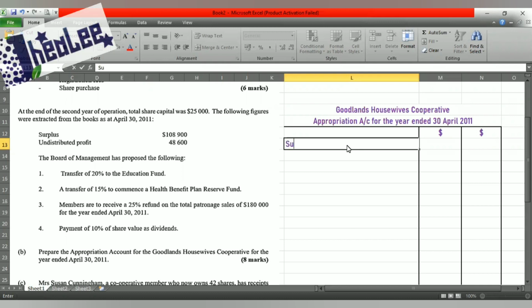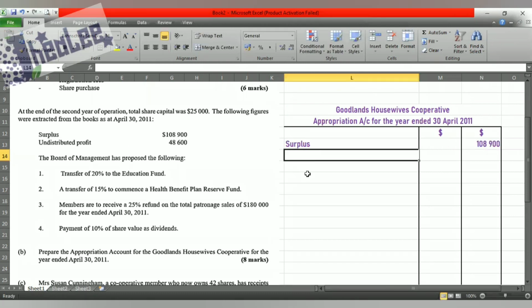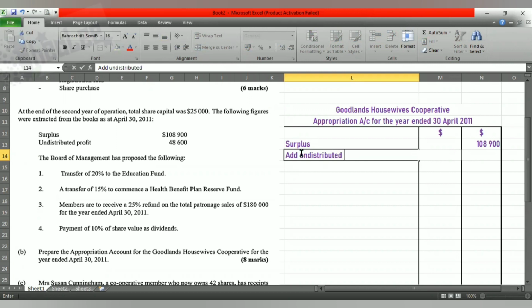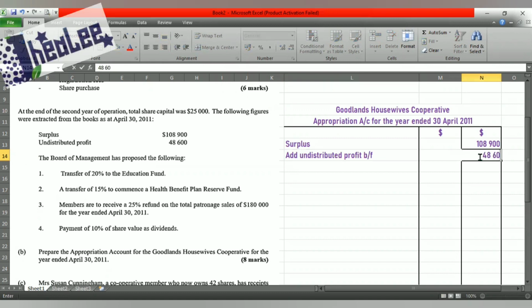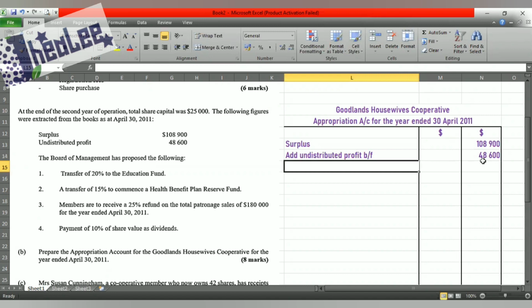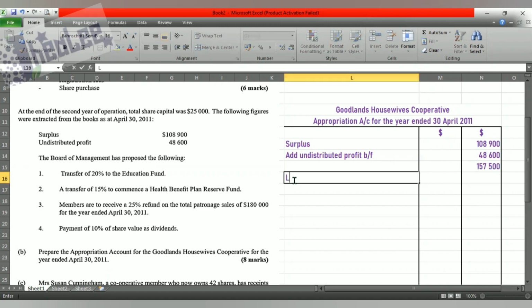So we're going to begin with the surplus, and that is 108,900. To the surplus, we're going to add undistributed profit brought forward from the previous year, and that is $48,600. We're going to add those two figures together, and that gives us 157,500. From this now, we're going to deduct our appropriations.